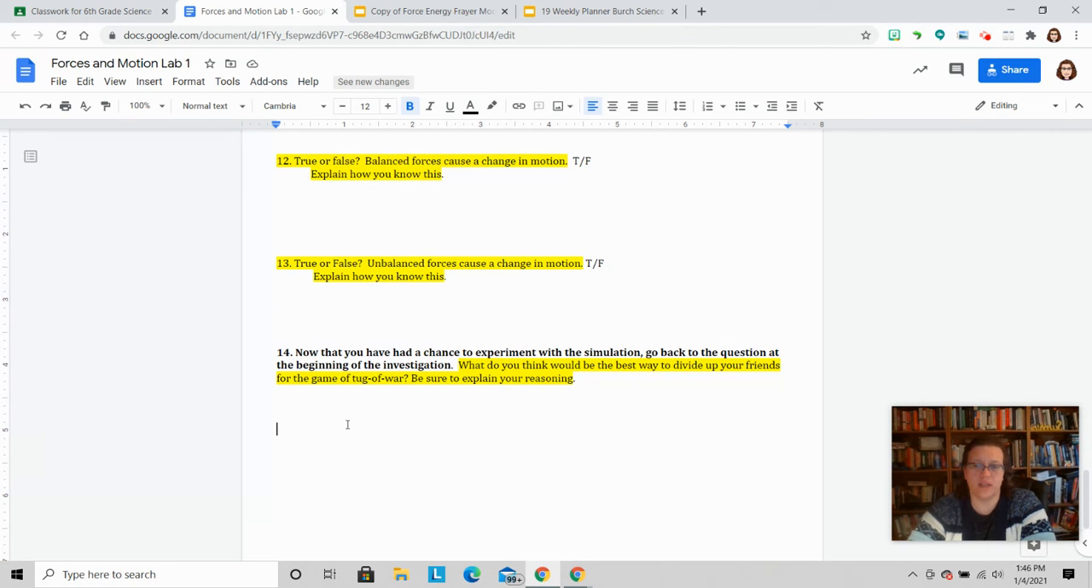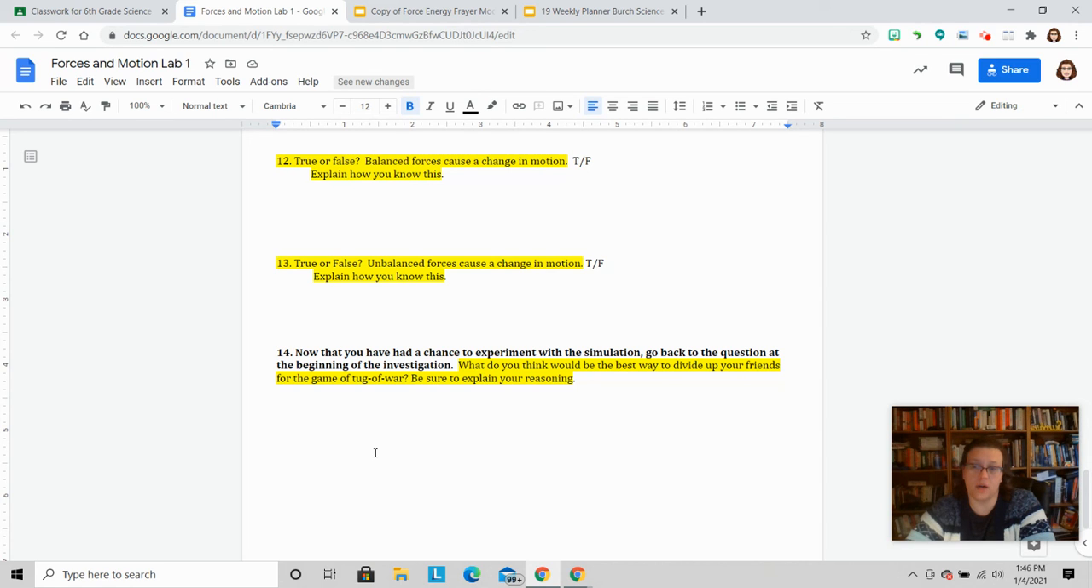So that should sound like claim, evidence, reasoning. Your claim should be this many people this size on this team, this many people this size on this team, or we should divide them using this characteristic or in this manner. So a statement that has your claim, and then explain to us why. Why is that, based on what you saw in the experiment, the best way to divide up the team?